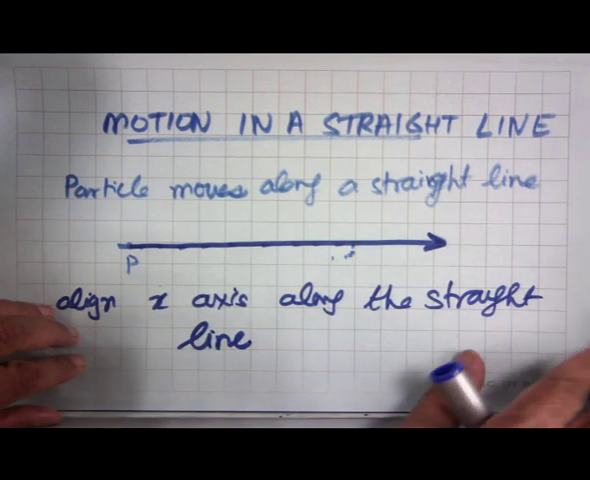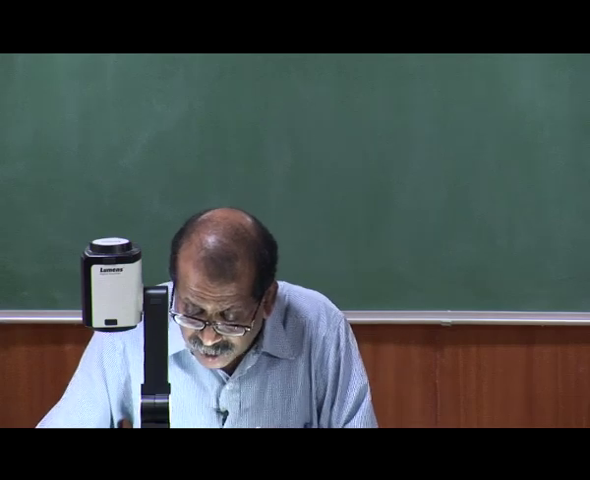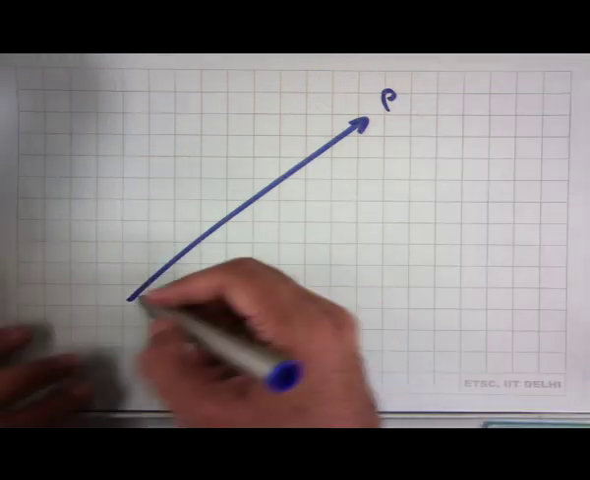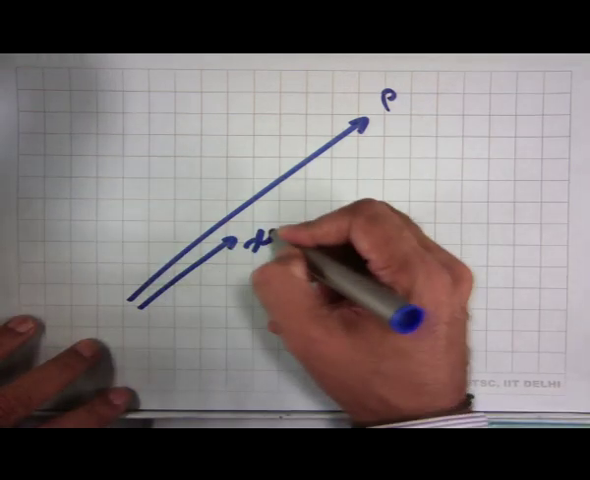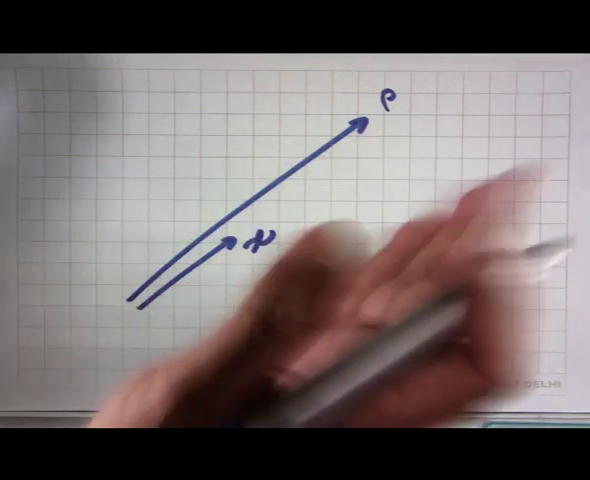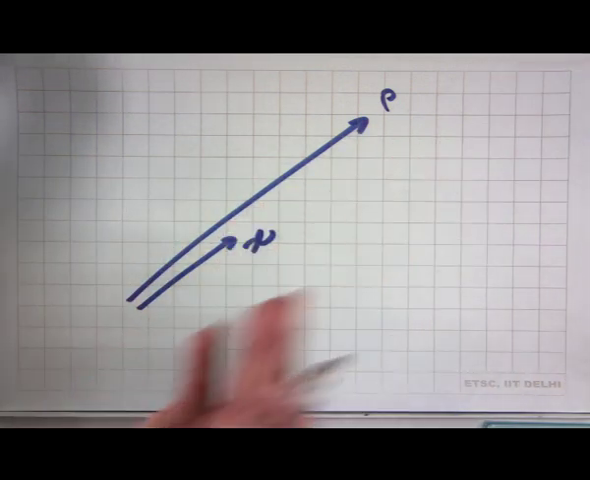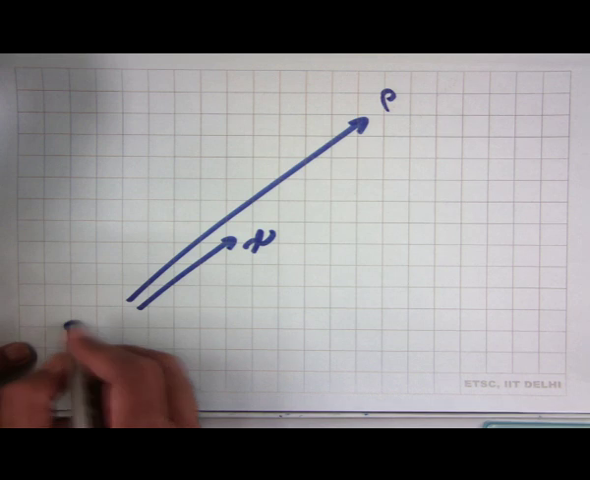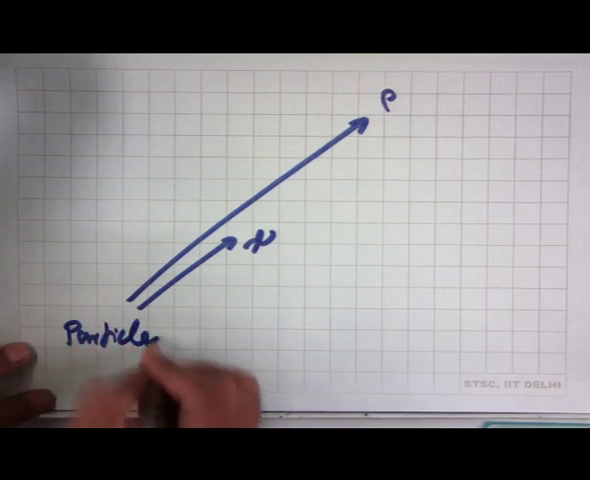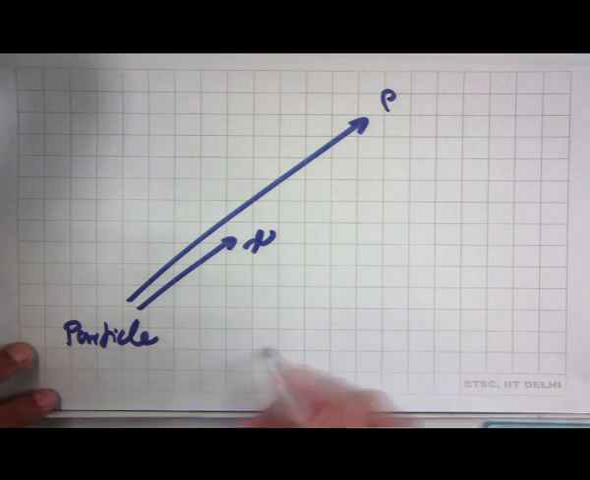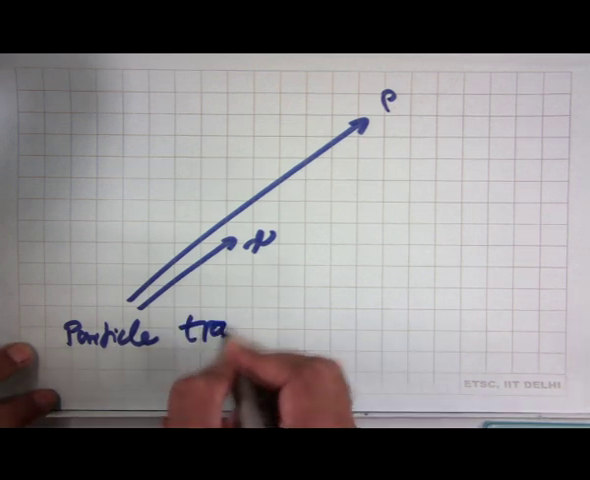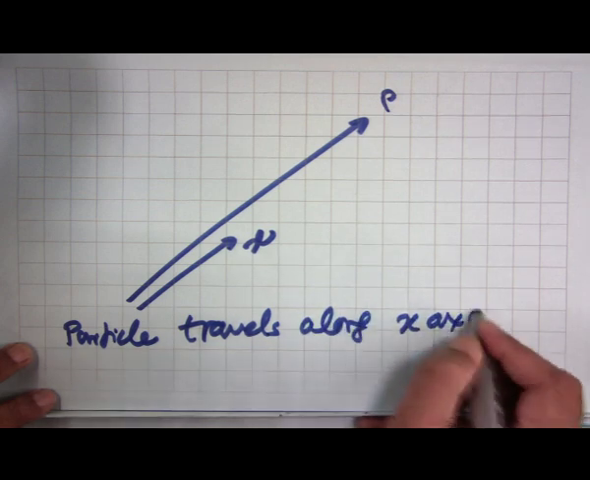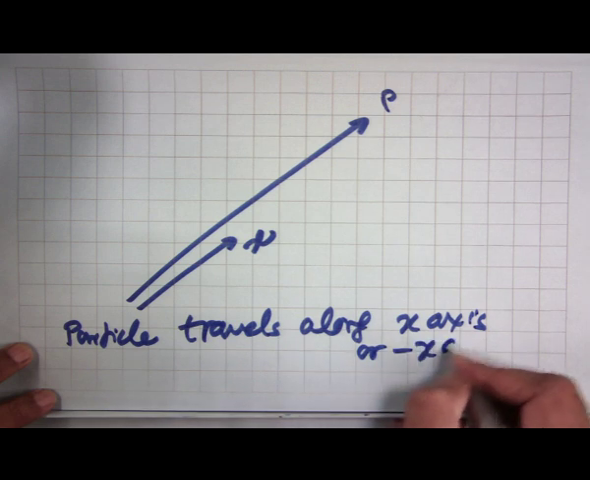So, for example, the particle could be moving like this. If it is moving, it may look inclined, but I can always align my x axis in this direction along that incline, as long as it is moving in a straight line. So then, when the particle moves along a straight line, we can generalize it by saying it travels along the x axis or minus x axis.